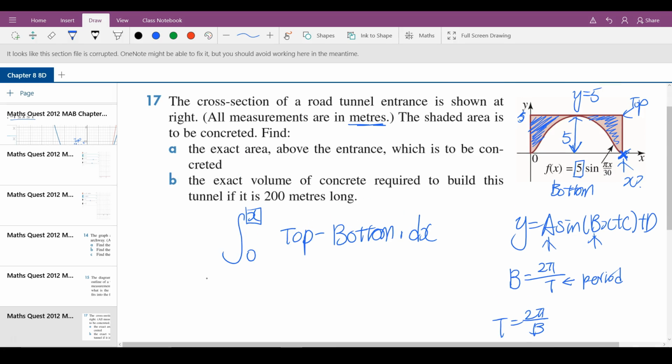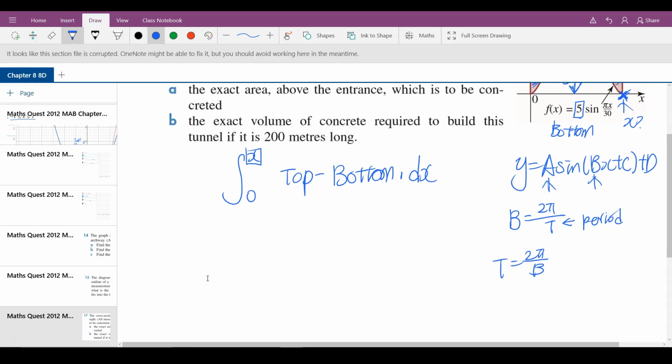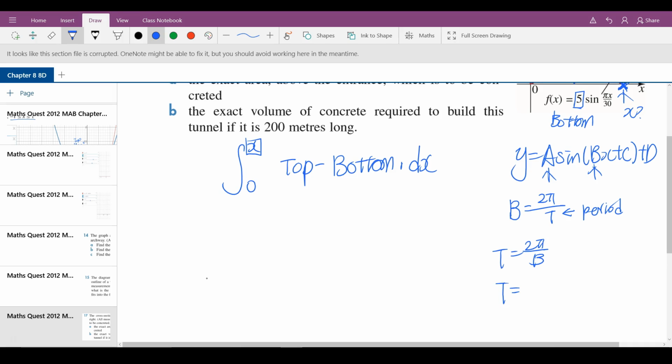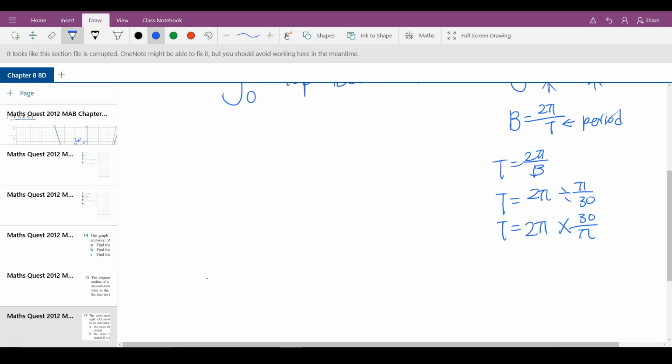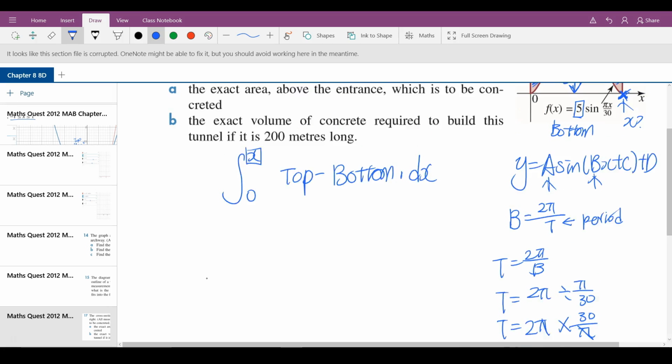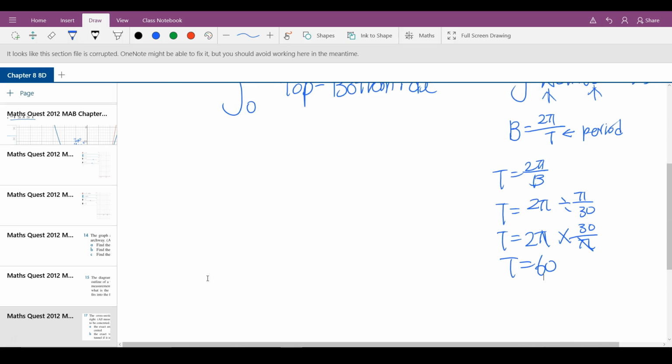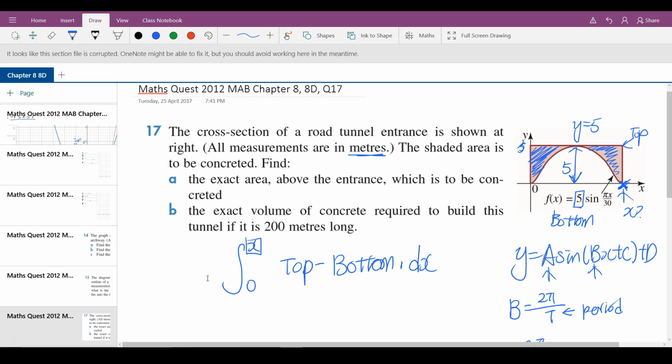So let's look at our b. The b is the coefficient of x, the constant multiplying x. So whatever is in front of x is pi over 30. So t is equal to 2 pi divided by pi over 30. We can change the divide to multiply by flipping it, so now the pi cancels. So it's 2 times 30, t equals 60. The full sine curve completes one cycle in 60, so half of it will be 30.